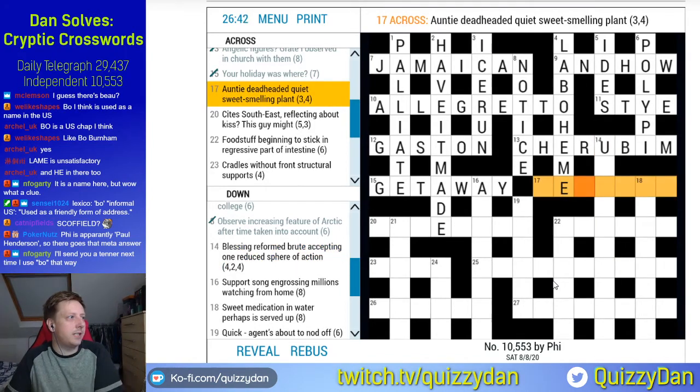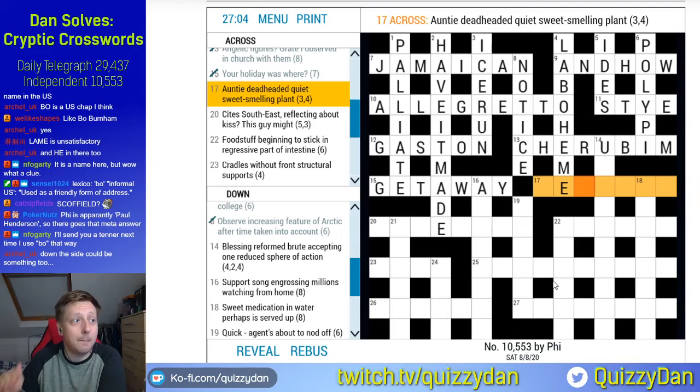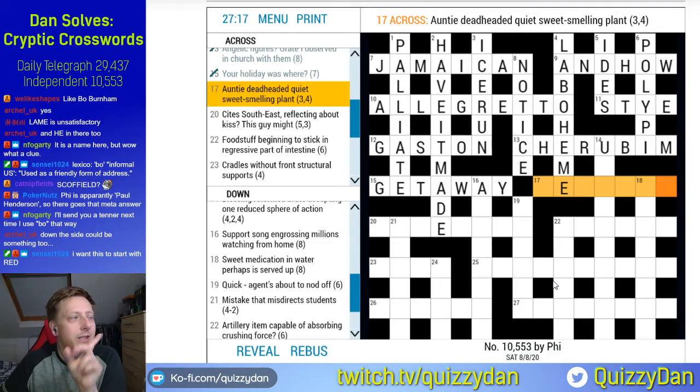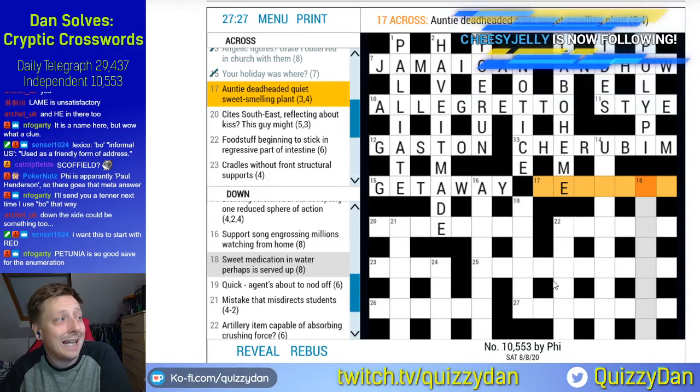So, 17 across. Auntie, dead-headed, quiet, sweet-smelling plant. I wanted that to be petunia, but it's not, because it's 3-4. We've got something that looks like Jagger or Jagged, possibly. This could indeed be Wembley, couldn't it? W-E-M-B. So is this going to end in a B? Why be Philip and Wembley? I don't know. Wasn't there the Live 8 concert on the 8th of the 8th? I know Petunia is such good because you got P and Auntie anagrammed.